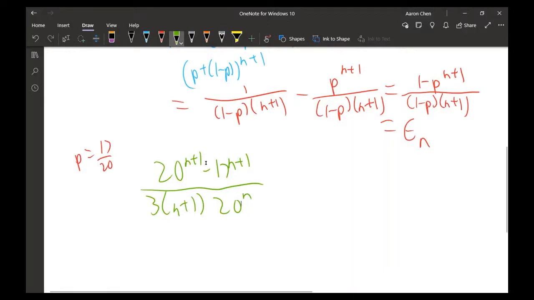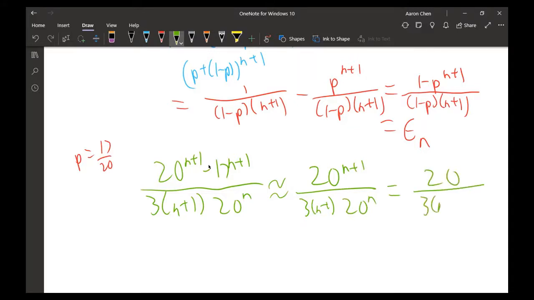17 to the power of n plus 1 is a lot smaller than 20 to the power of n plus 1 for even just relatively large values of n. So we can approximate this as 20 to the power of n plus 1 over 3 times n plus 1 times 20 to the power of n, and this simplifies to 20 over 3 times n plus 1.